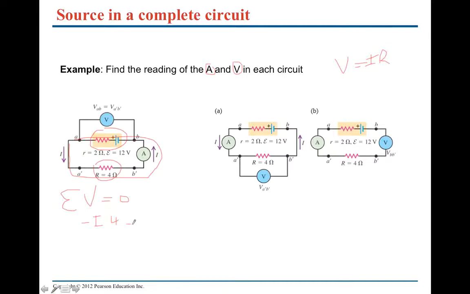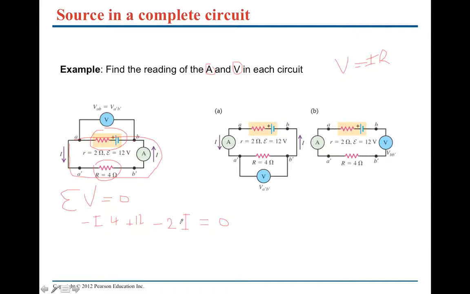The ammeter and the voltmeter, as they must have told you in the lab, don't have any resistance. So when you add them to the circuit, they're not supposed to affect the circuit. And then I have a voltage gain of 12. So this will be 12 minus 2I, and then I'm back to point A. So the sum of the voltages is equal to 0.